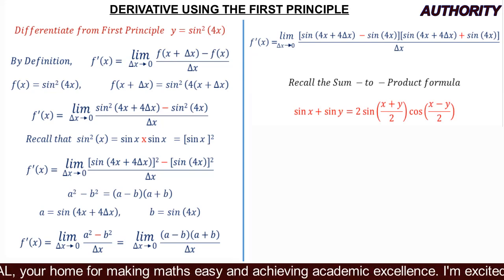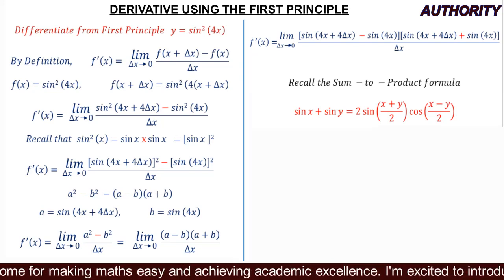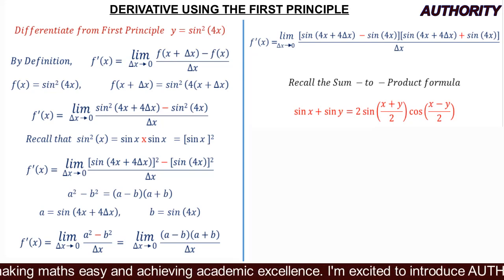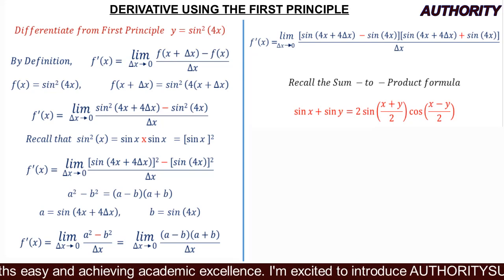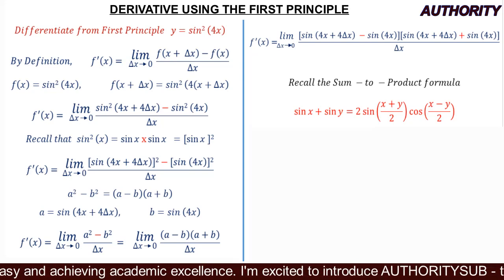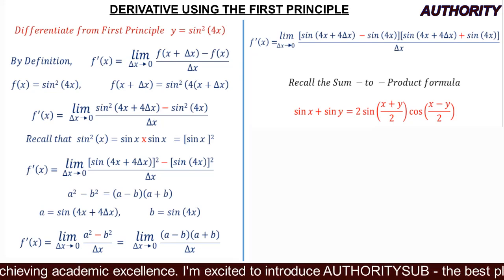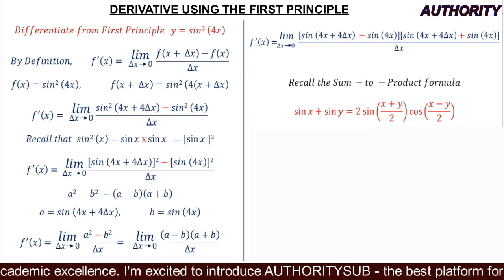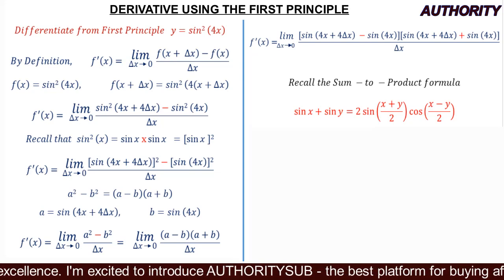It says that when you have sine x plus sine y, this is a sum, and you can turn it to a product. How? It's going to give you 2 sine of (x plus y) all over 2, multiplied by cos (x minus y) all over 2.